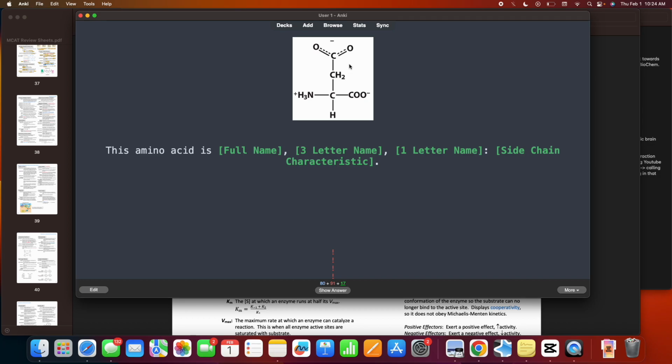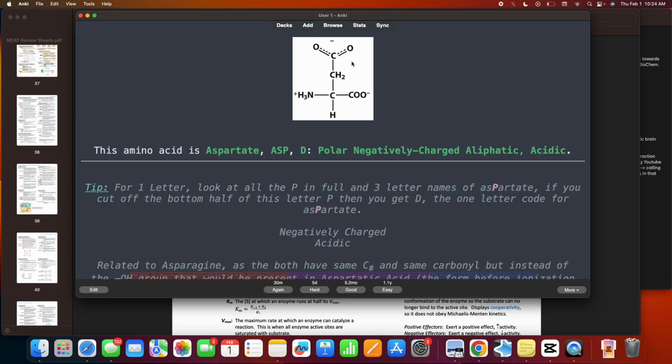This is aspartate, Asp, D. It's a polar, acidic side chain. Acidic, negatively charged. Asp.